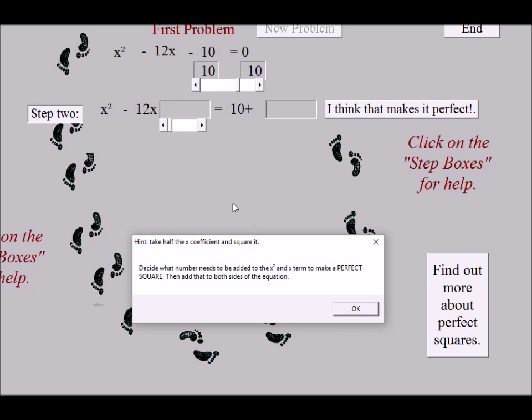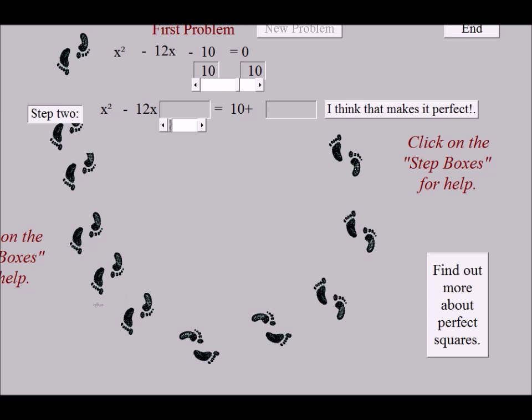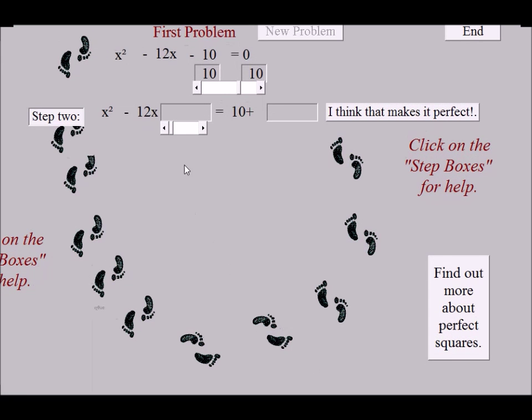Decide what number needs to be added to the x squared and x to the first power term to make it a perfect square. So I'm going to show you how to do that. I'll bring up the marker. In order to find out what has to be here so that our quantity will be a perfect square, in this case an x minus something times an x minus something, we have to find what number needs to be added here to make these two terms into a perfect square.